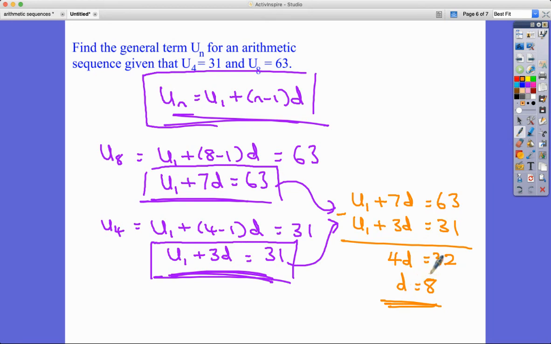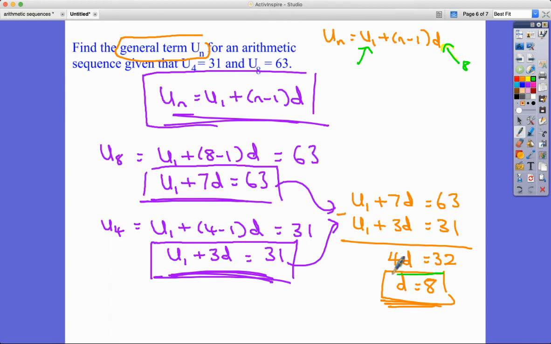Now, it's detective work at the moment. We haven't worked out the general term yet, but we're getting there. The general term is u1 plus n minus 1 d. So we've worked out one of the unknowns. We now know that d is 8. Let's put that in a different colour so it shows up. The other thing that we want to know probably then is u1.